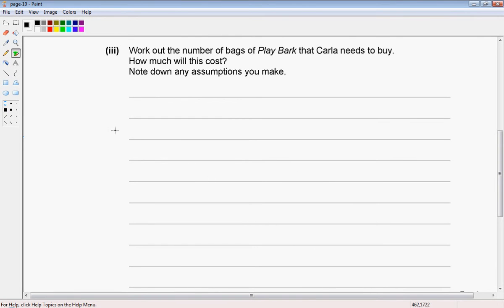Okay, so we've got the final question here. Work out the number of bags of play bark that Carla needs to buy. How much would this cost? Note any assumptions that you make. Okay, so this is a 6-mark question plus 2 marks for checking. So what I'll do is I'll probably do this in 2, maybe 3 parts.